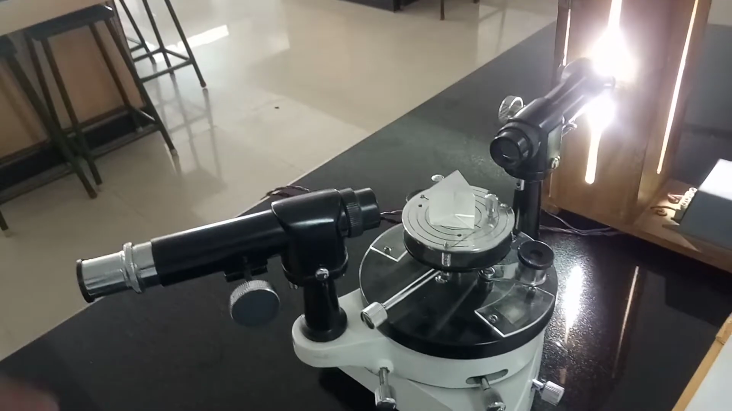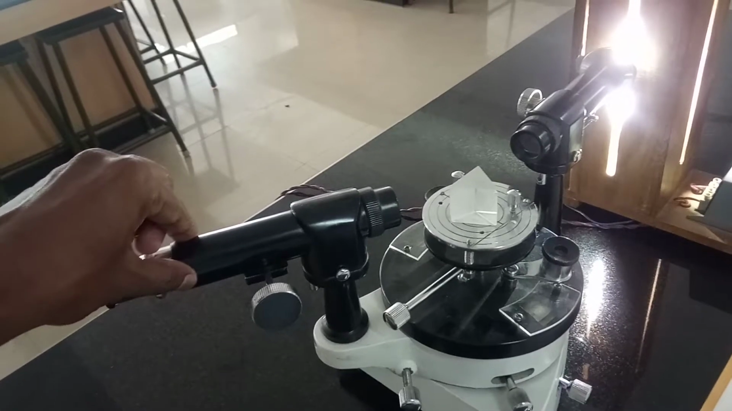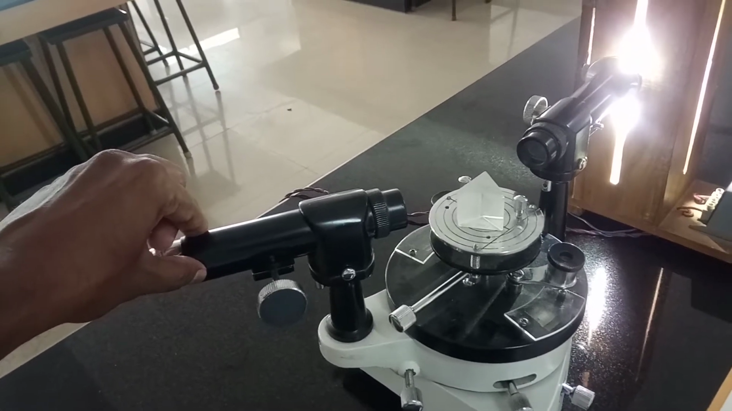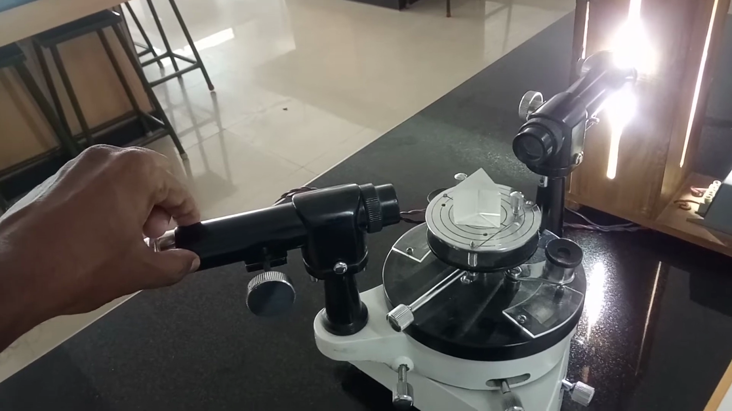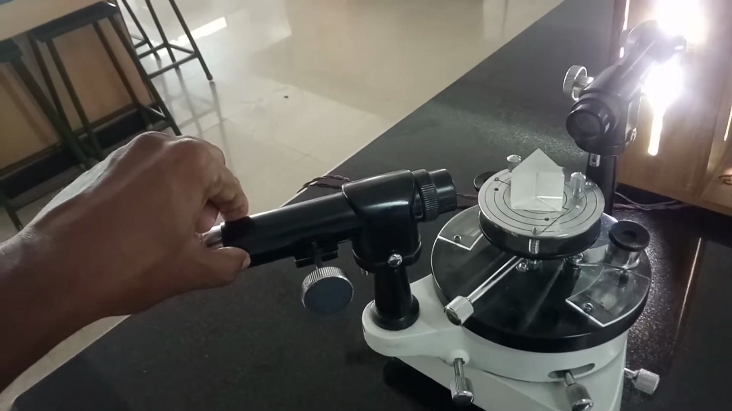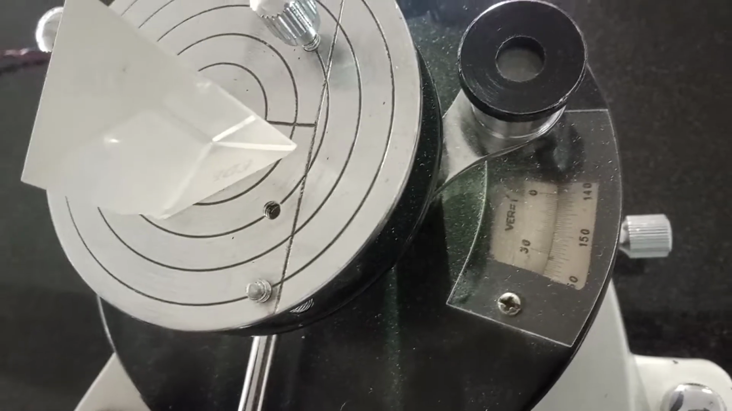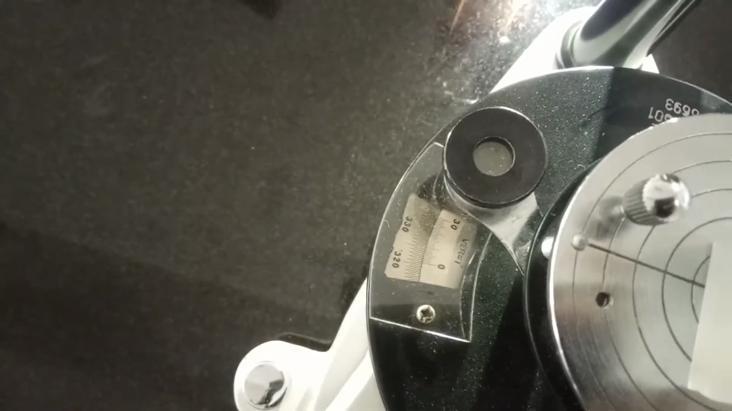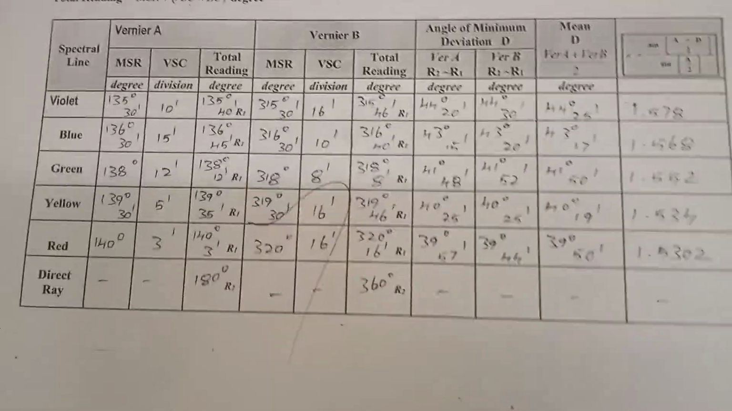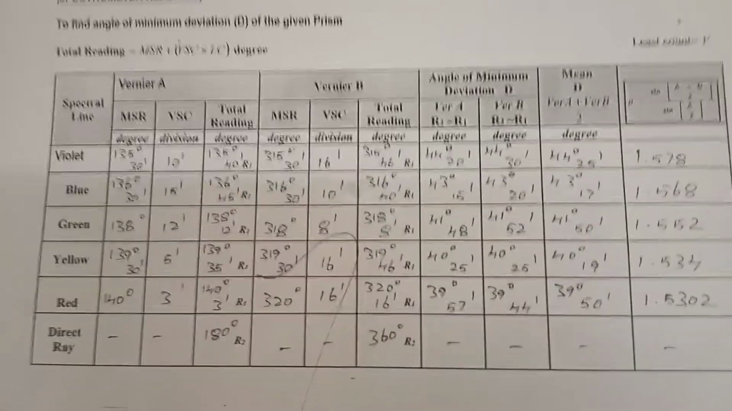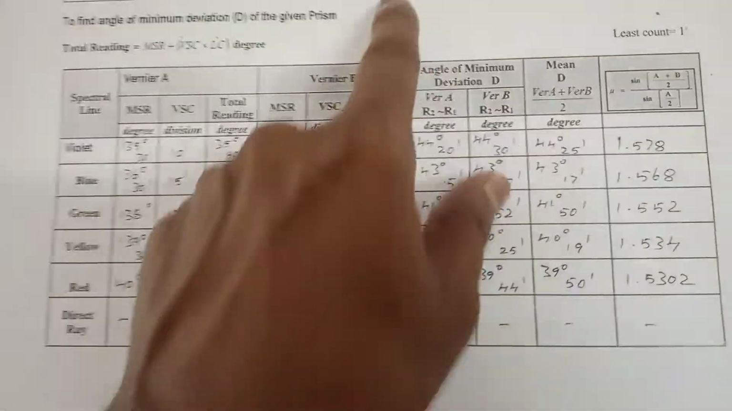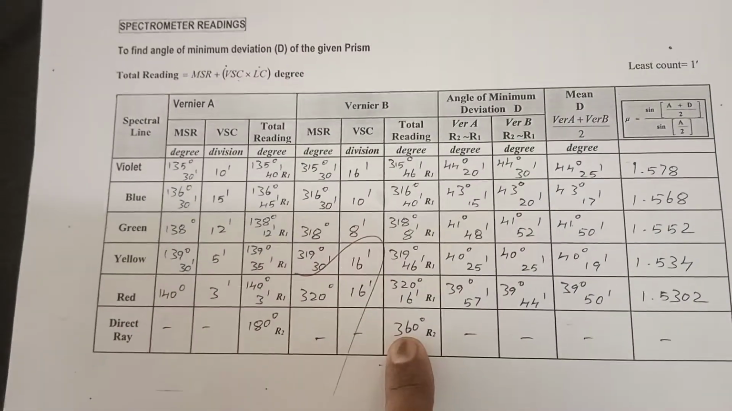Next, for the blue color, we have to further move towards left, so that you can view the next color, blue, and successively up to red color. Correspondingly, for every color we have to take the readings for Vernier A and Vernier B, and those values are entered here. So up to this column we have observed and taken the reading.